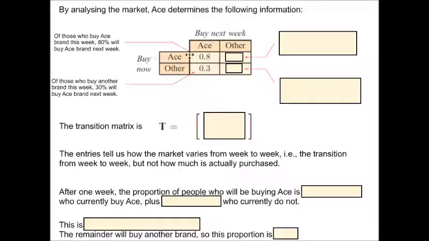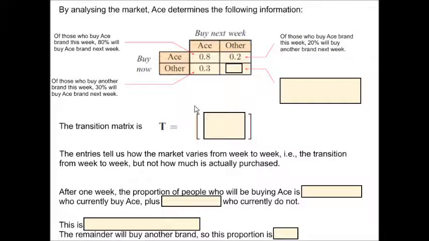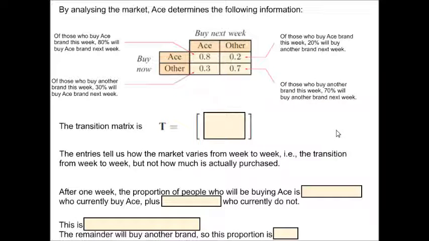So if customers who buy Ace this week have an 80% chance of buying Ace, they must have a 20% chance of buying the other brand in the following week. And likewise, if you don't buy Ace in the first week, 30% chance of buying it next week, that must mean a 70% chance that it won't be bought on the second week. So this constitutes our transition matrix. So the entries tell us how the market varies from week to week, and that's why it's called a transition from one period of time to another.